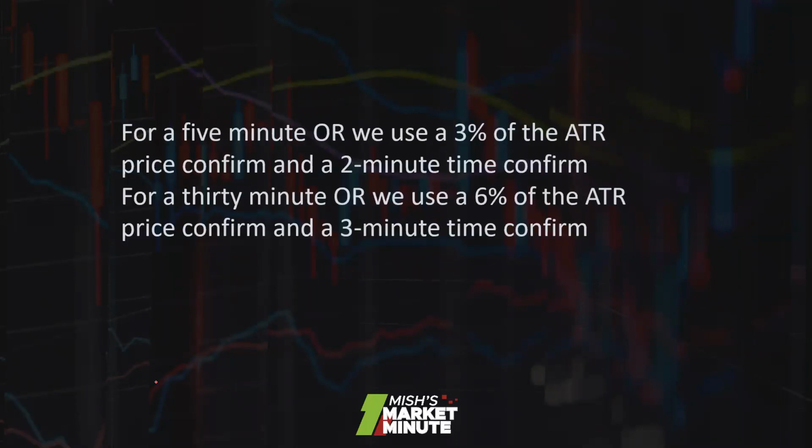So for a 5-minute opening range, we use 3% of the average true range as a price confirm and a 2-minute time confirm. And for a 30-minute OR, we use 6% of the average true range as a price confirm and a 3-minute time confirm. So first of all, let's talk about what I mean by average true range.